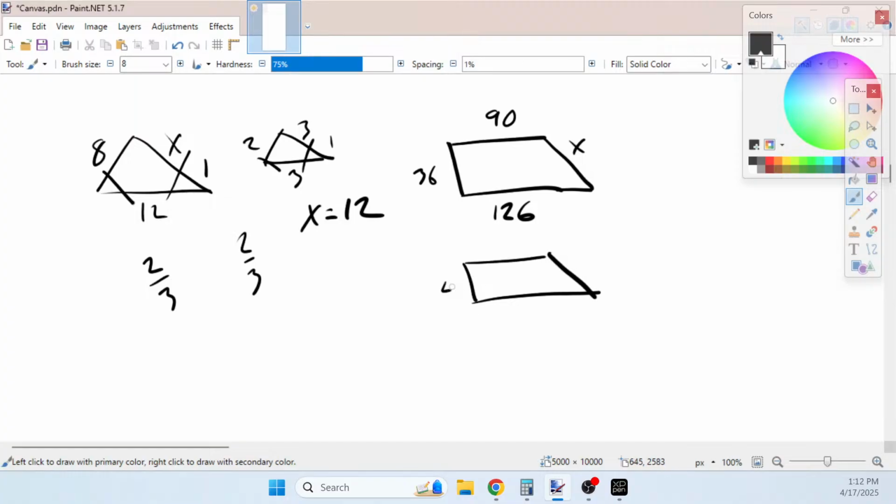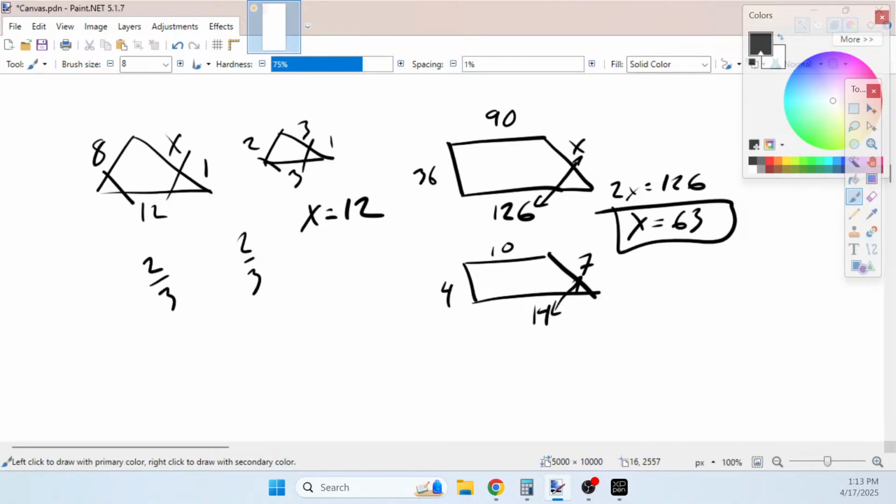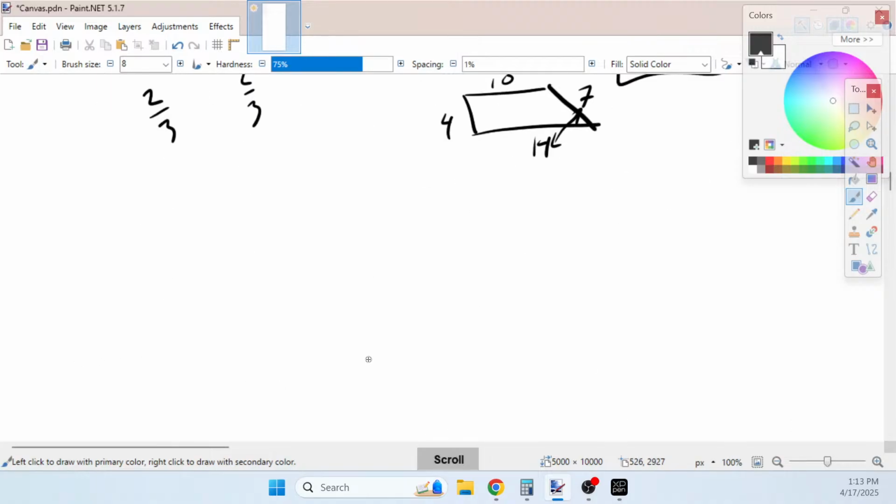Where it goes 4, 7, and so if ones are 14 by 7, then those ones are 126. 2x equals 6. So this should be, we have another quadrilateral. Then we get to measuring the height of a tree.